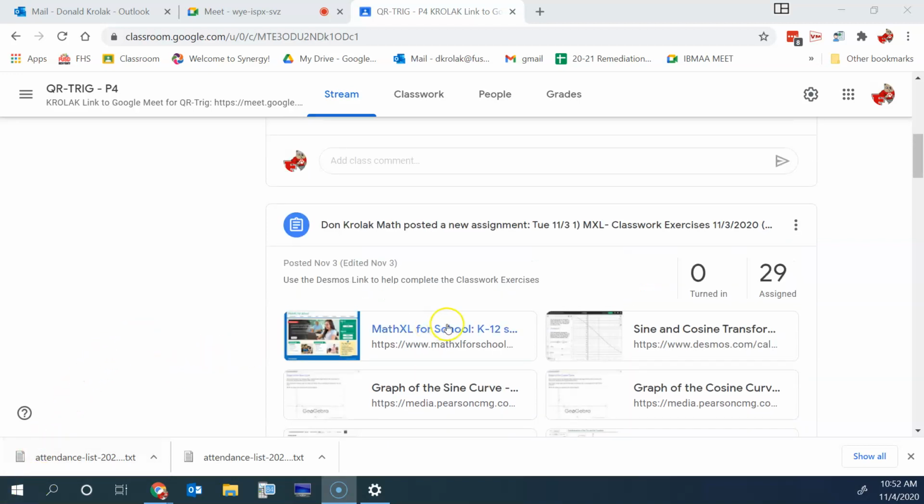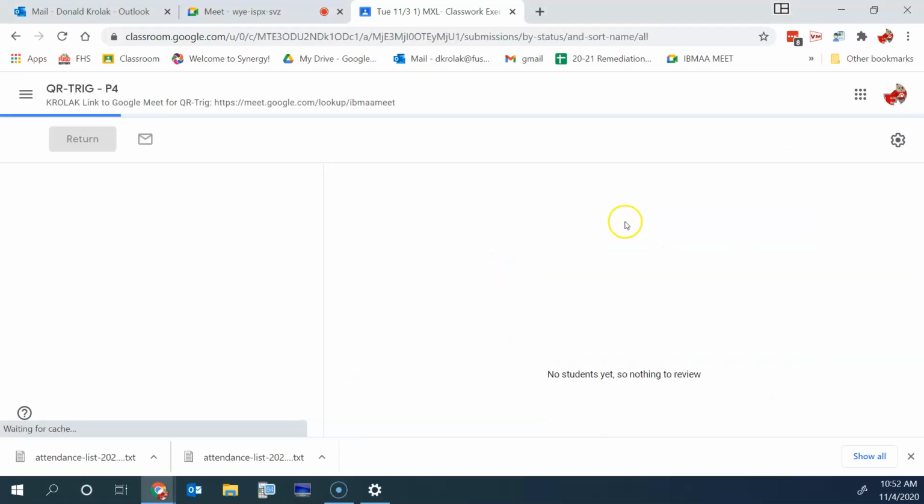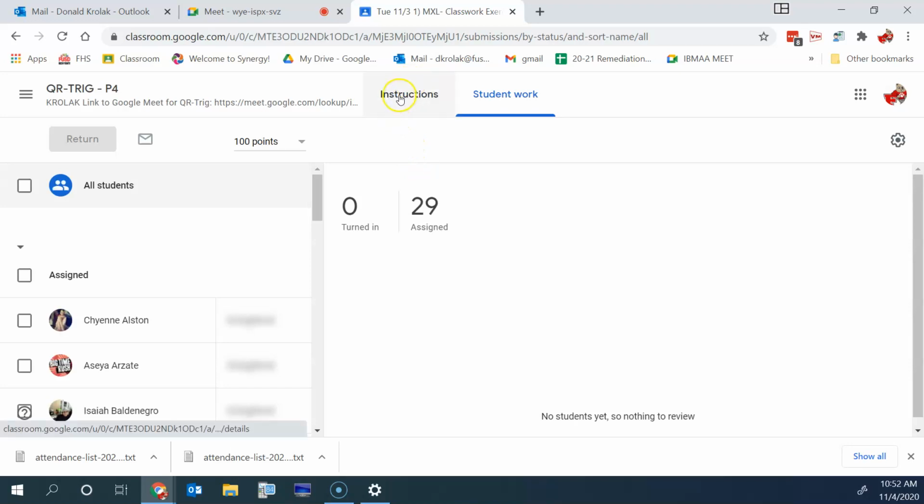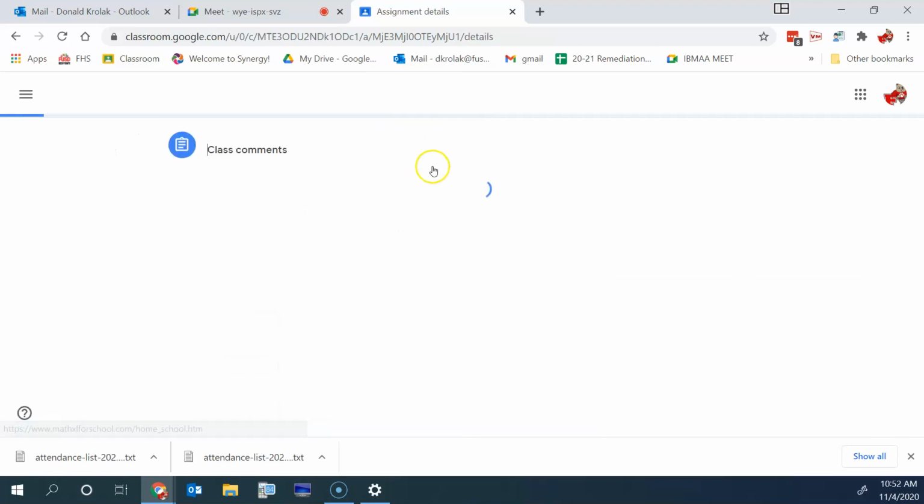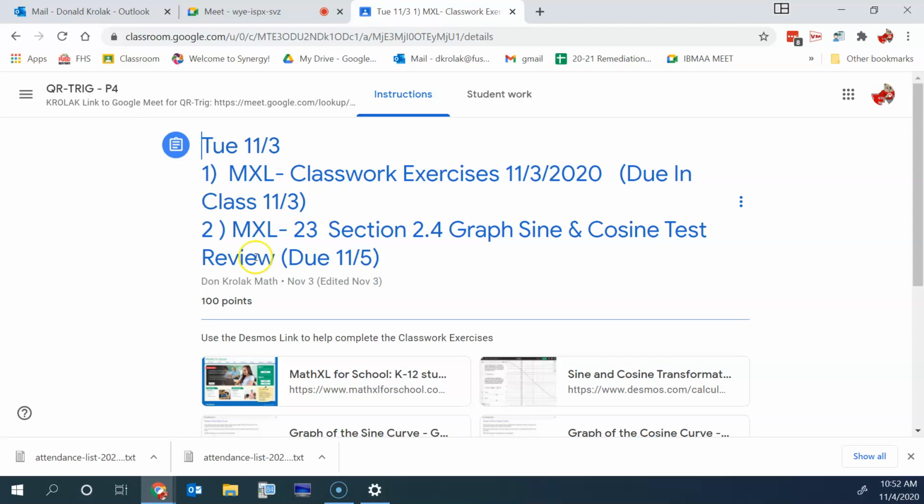Okay, so open up the Math Excel assignment that says, it should say Math Excel 23. Okay, so yesterday we went through these, there were like 4 problems on this Math Excel classwork. So there were 4 problems that you had to do. We did those in class.